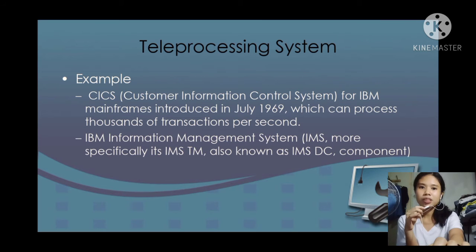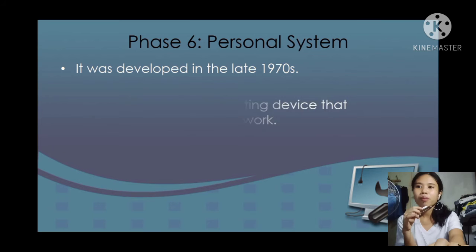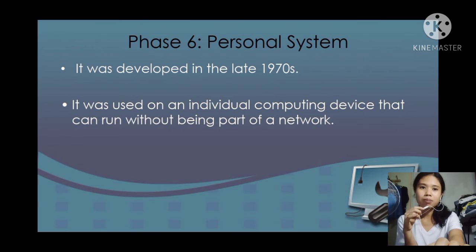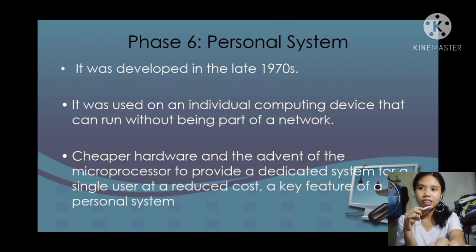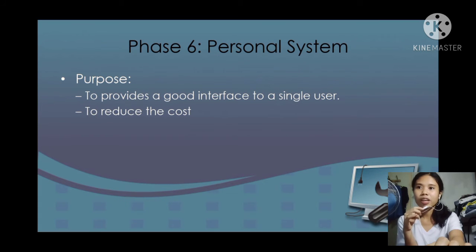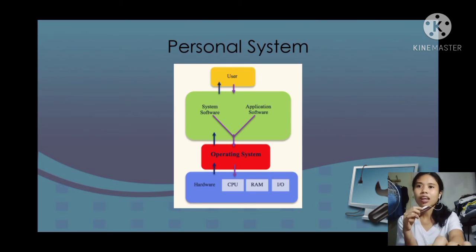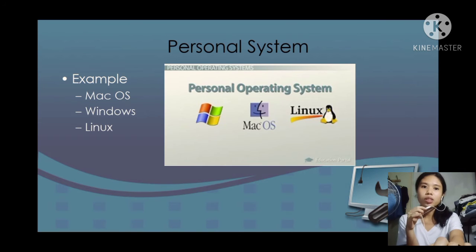So next, the Phase 6 personal system, developed in the late 1970s. Ito yung mga desktop computers or laptops. These devices may be connected but they don't have to be in order to run. Dito sa phase na to, it only needs single user or only one user. So, purpose niya to provide a good interface to a single user to reduce the cost. And the problem niya, it has no protection mechanism. So, yung purpose niya is para magkaroon ng interaction between the user and the system. So, ganito nangyayari yung personal system. So, the next one is the example, yung Mac OS, Windows, and Linux ulit.